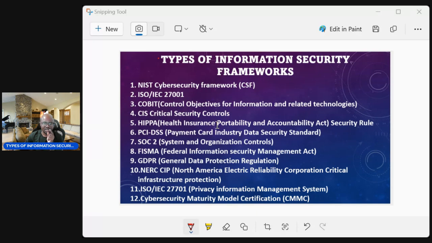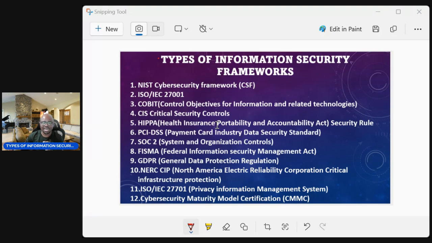And then number 9 on my list is the GDPR, General Data Protection Regulation. This was developed by the European Union, EU. The focus of the GDPR is protecting the privacy and personal data of EU citizens.